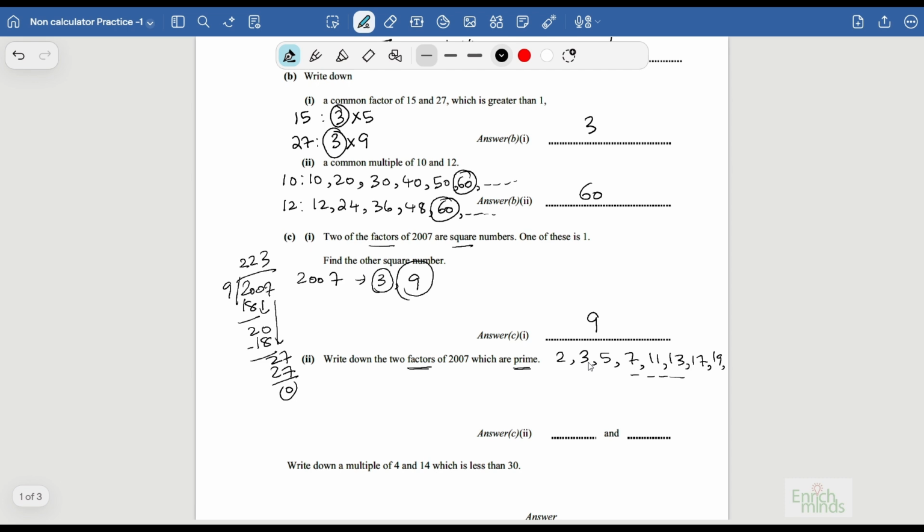So we have 3 also as a prime number. 5, like 5 times 1 gives you 5. There is no other whole number which multiplies to give 5. So these are all prime numbers.